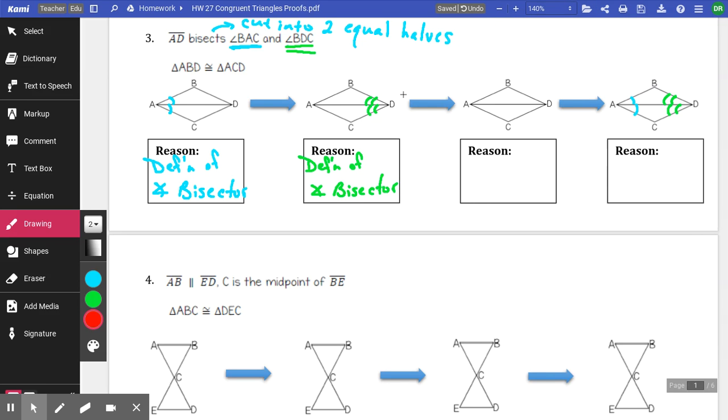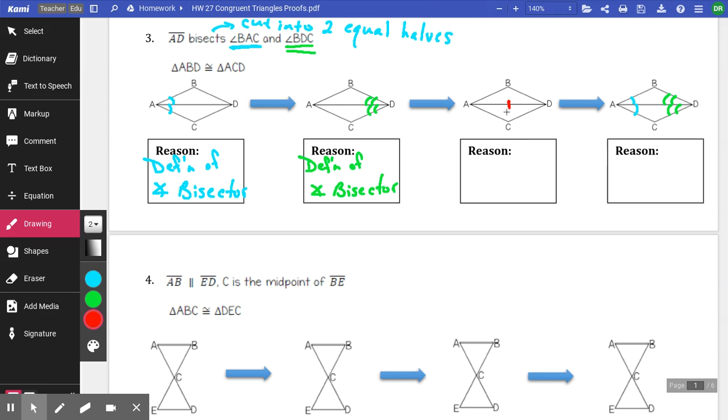And so we're out of given information. We need a guarantee. And again, we have very few guarantees. It basically boils down to, do you have vertical angles? Because that's a guarantee of congruence. Or do you have two triangles that share a side? They have the same side. They have a side in common.